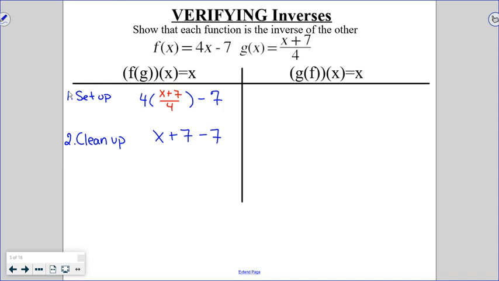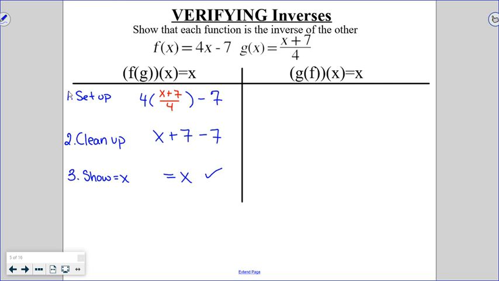Okay, well then plus 7 minus 7 would be gone, and that leads us to step number 3, show it equals x. This equals x. Done. We have verified that they are inverses of each other. If I don't get to a plain old x at that last line, I haven't verified anything. Because if they're inverses, we should have an x at the end.